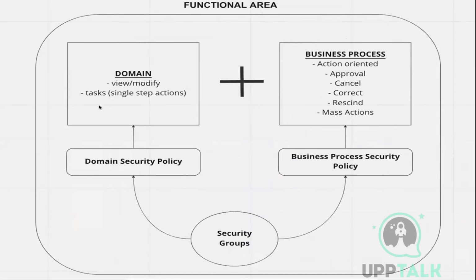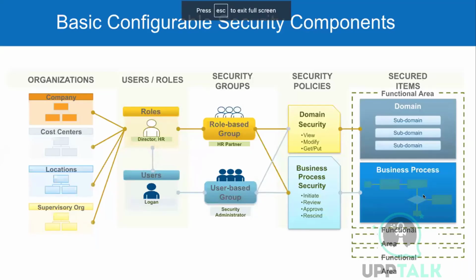Every domain has a security policy. Likewise, every business process has a security policy. We're going to talk in detail about what a domain is and what a business process is. And then come the security groups. Every functional area comes with domains, business processes, and then their security policies. Without these, nobody can access a domain or a business process. And then there are security groups, which play a game. So now coming back to this, in this functional area section, we have domains. Domains can have subdomains. We'll look into one of those.